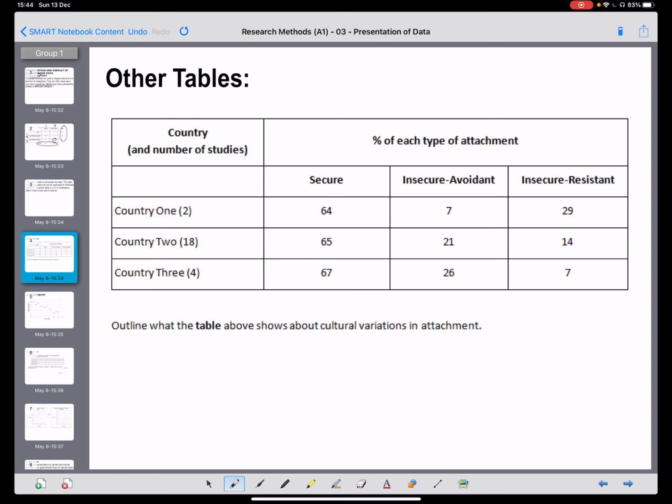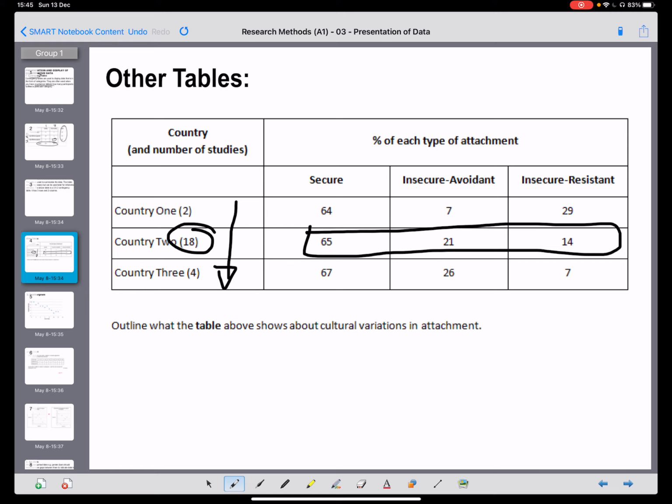So you might need to look down at country 1, 2, and 3, and you see, okay, so for example, country 2 has a significantly greater number of studies. And so therefore the trend of secure being 65%, insecure avoidant 21%, and insecure resistant being 14% could be seen as happening in the majority of countries. And so that's how we use these particular tables. We refer to specifics, so I've referred to country 2 and the 18 studies and the percentages for each of the types of attachment.